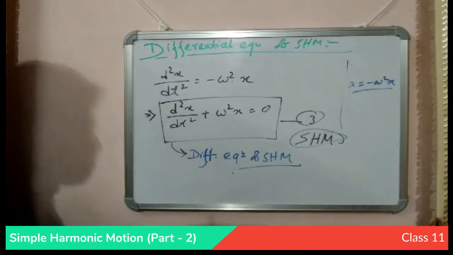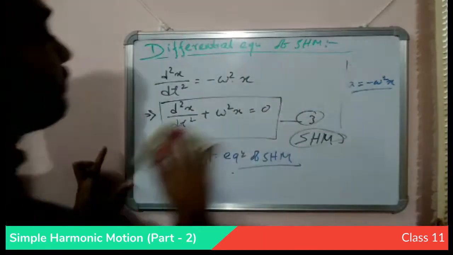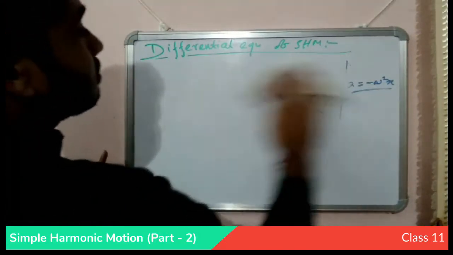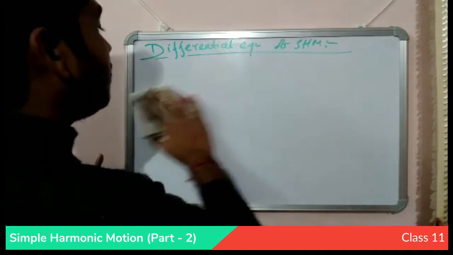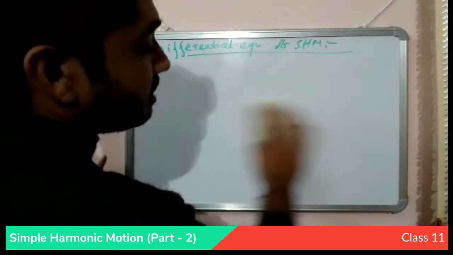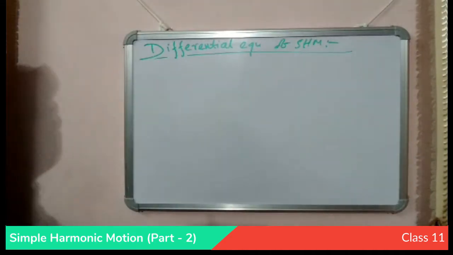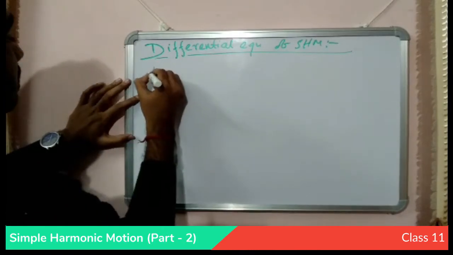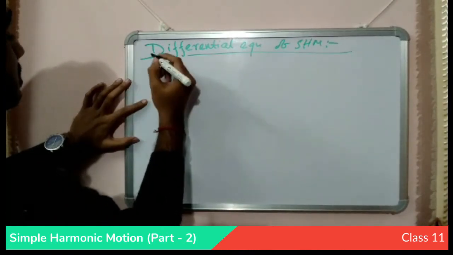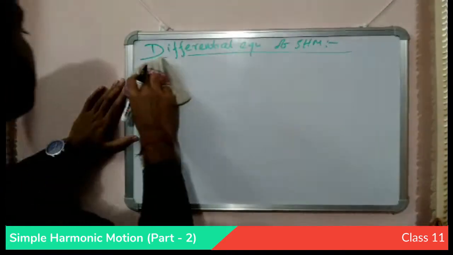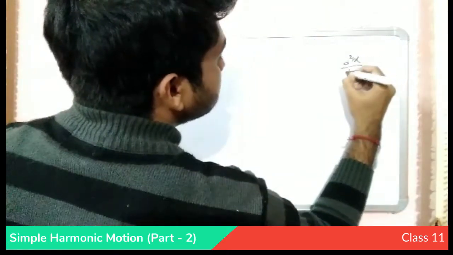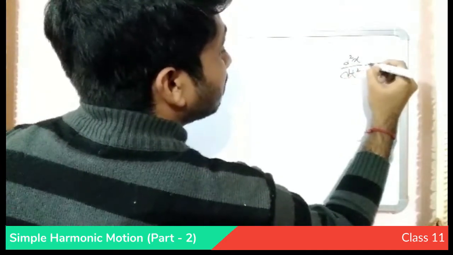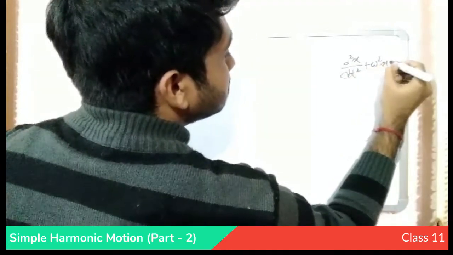Now we will try to solve this equation. Okay, so there are different kinds of methods in solving differential equations. So our equation was d2x/dt square plus omega square x is equal to 0.